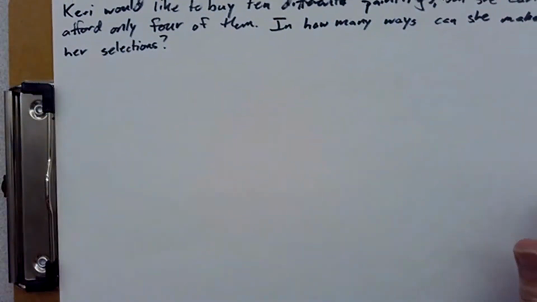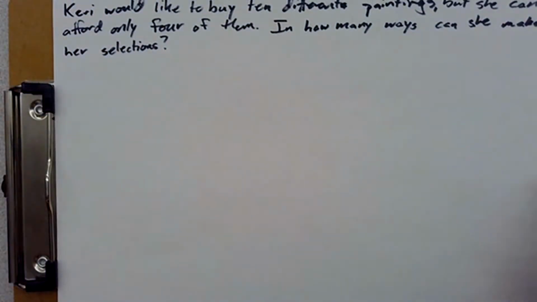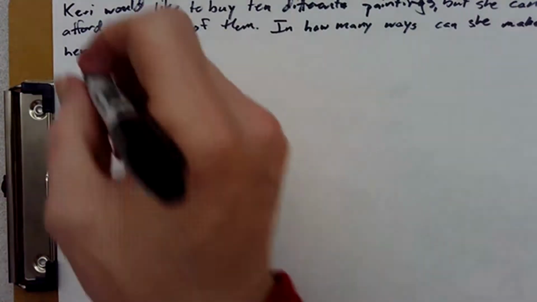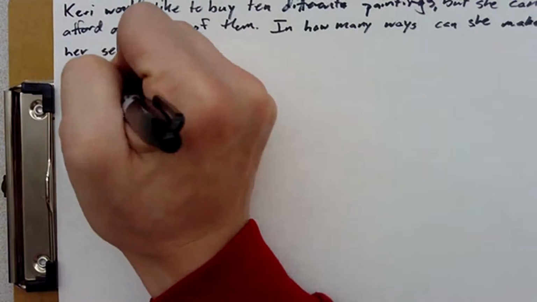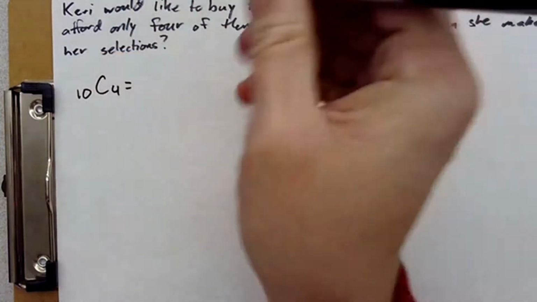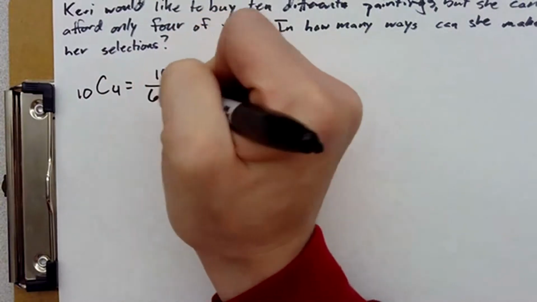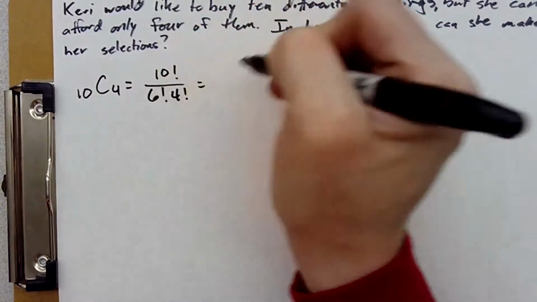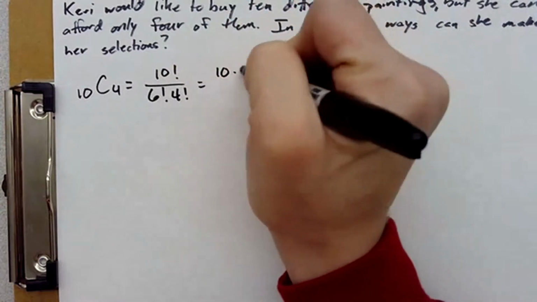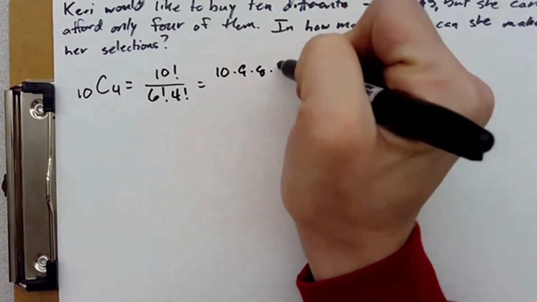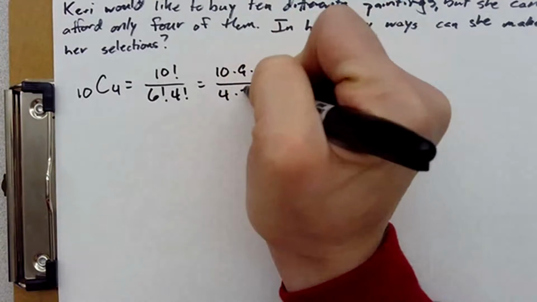Carrie would like to buy 10 different paintings but can afford only 4 of them. In how many ways can she make her selections? Well, this is a case of 10 choose 4. That's 10 factorial over 10 minus 4, which is 6 factorial, times 4 factorial, which is 10 times 9 times 8 times 7 over 4 times 3 times 2.